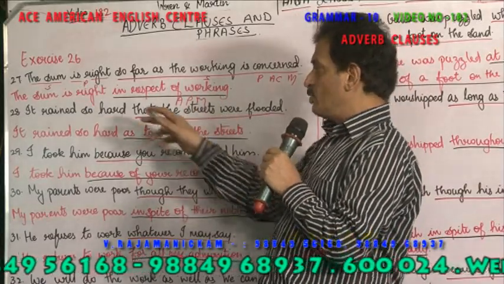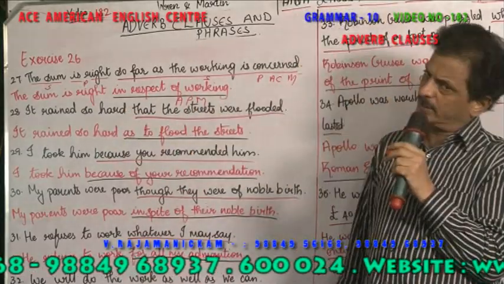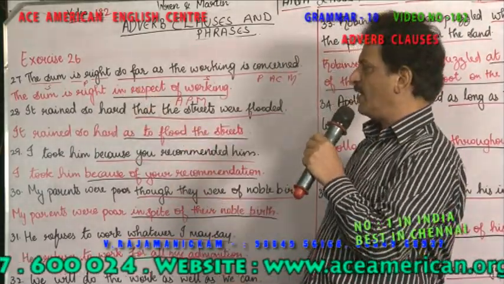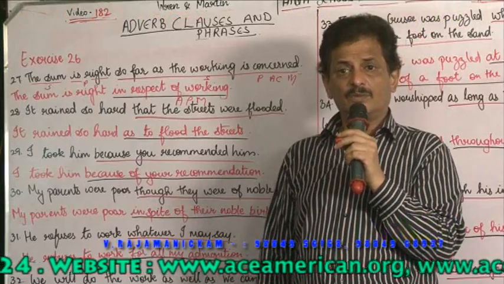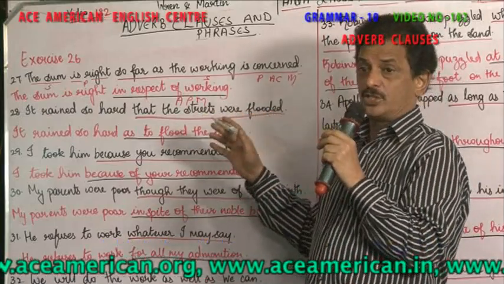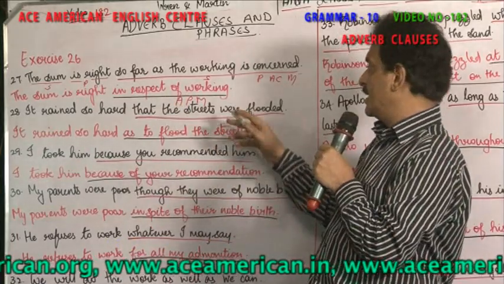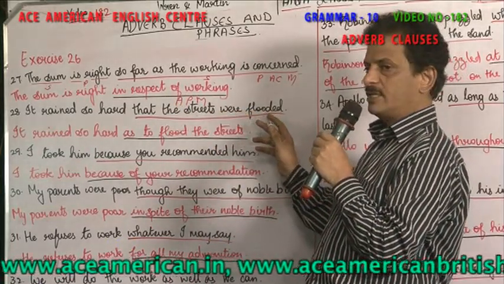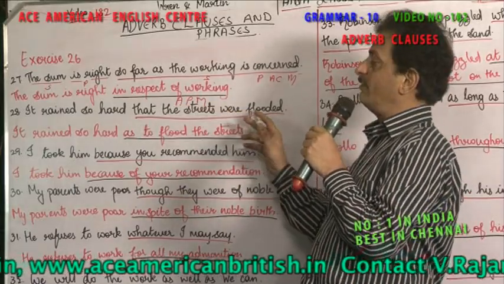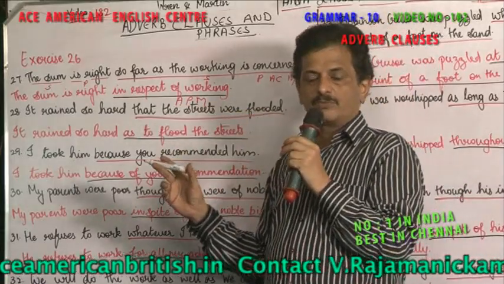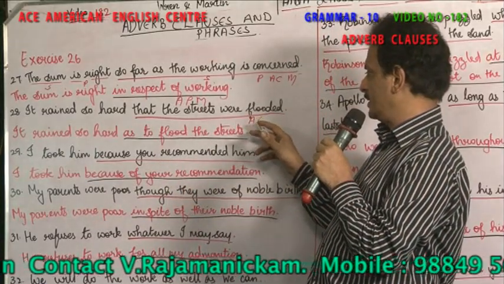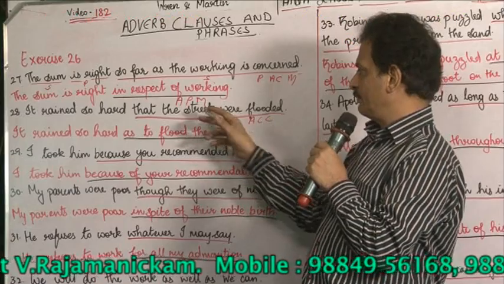Able to understand? It rains so hard. It is a full sentence. It is the subject. Rains so hard is the predicate. It rains so hard, and what is the result? That the streets were flooded. The streets were completely full of water. Streets is the subject. Were flooded is the verb. So, that the streets were flooded becomes the result. So, adverbial clause of result. Subject is there.